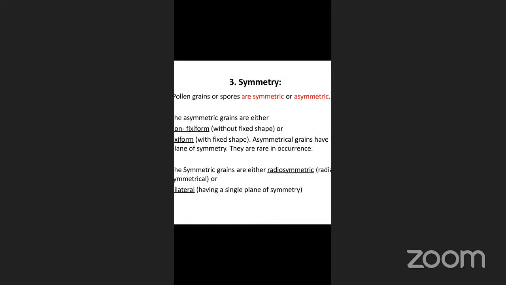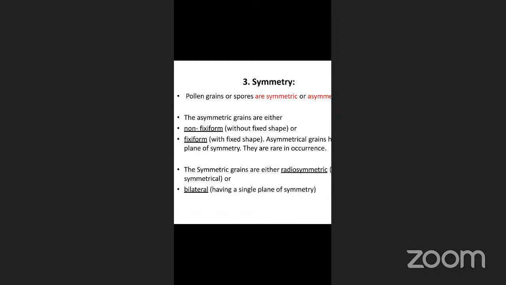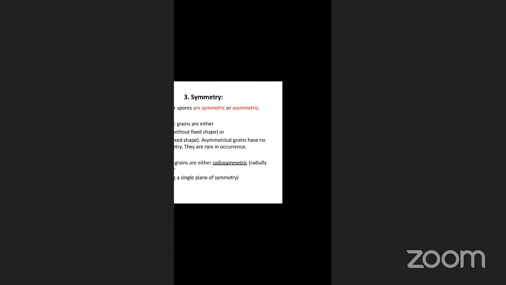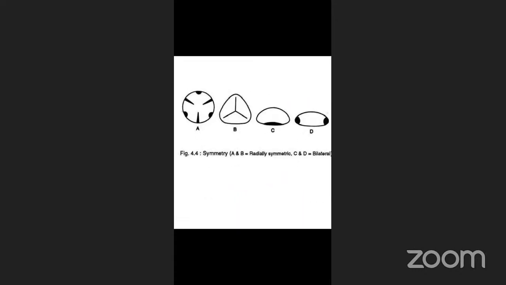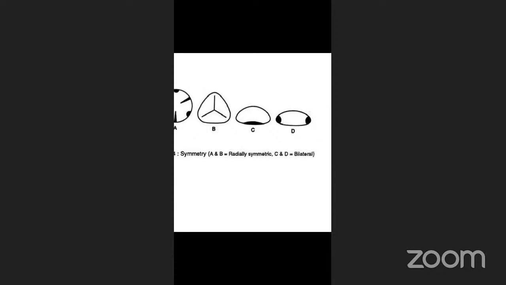Next, symmetry. Polarity is shown, and our second character is symmetry. Pollen grains, the pore shows symmetry, means equal parts, giving equal parts. This is the symmetry. One pollen grain giving three parts, A, B, C. C is showing one pole and D showing two.